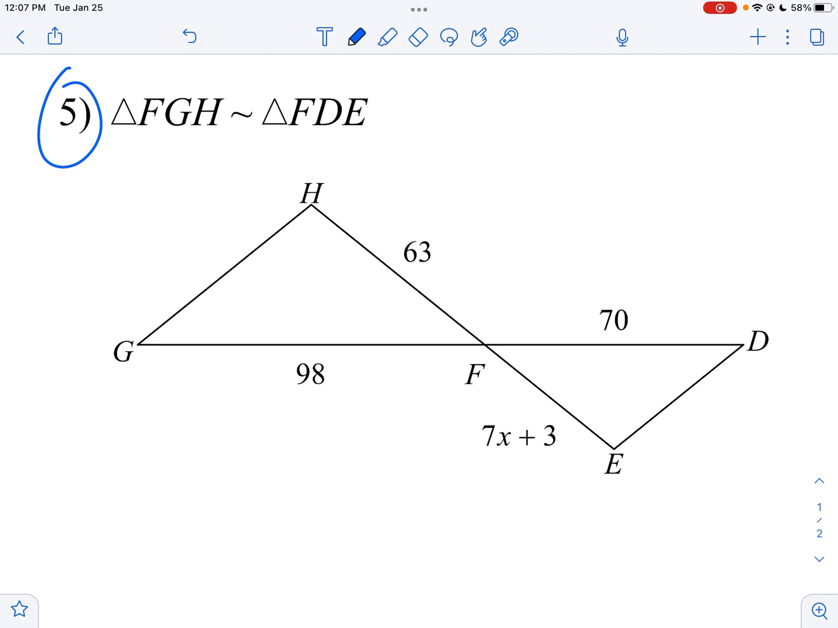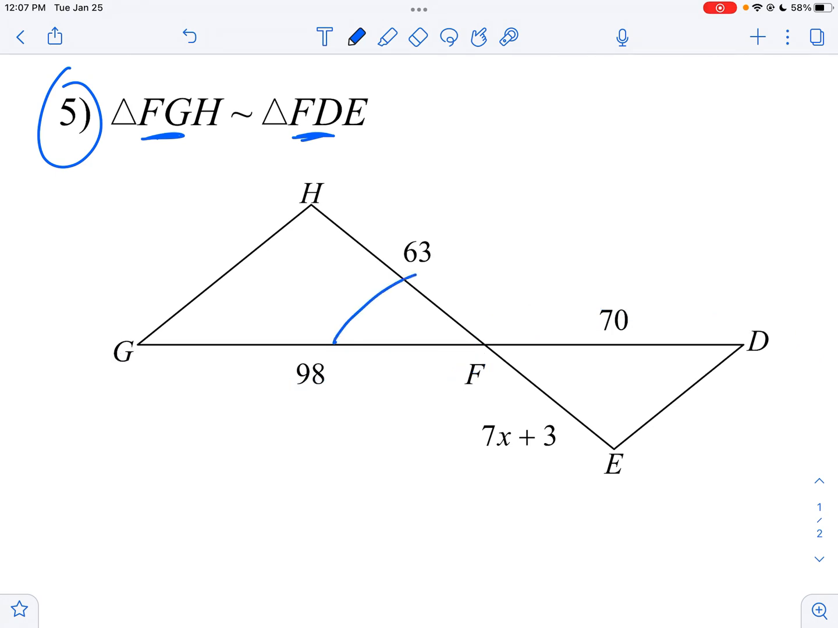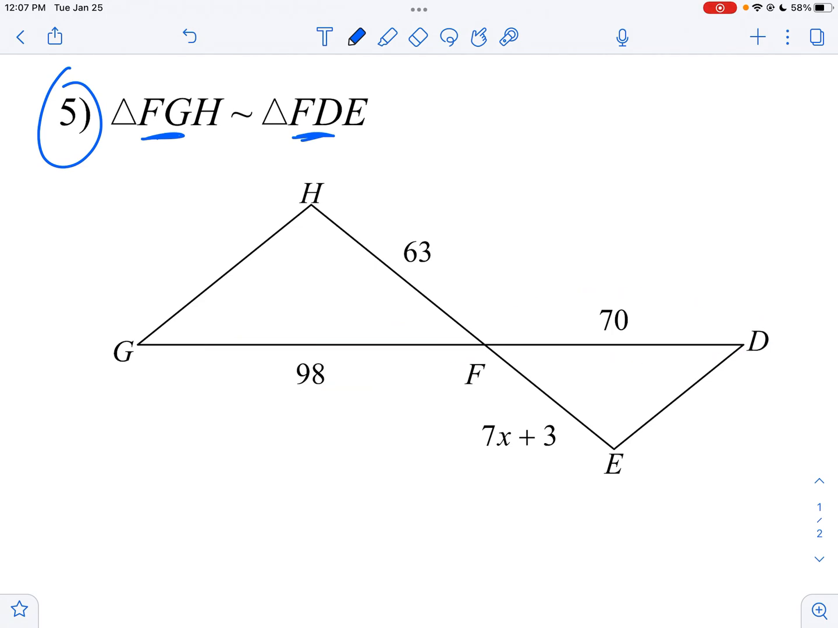And so if you look at the letter order of what's in our similarity statement up here, FG is similar to FD. So FG is similar to FD. That means that whatever you times 98 by, you can get 70. So these two parts match up, right? They're scale factors of each other.